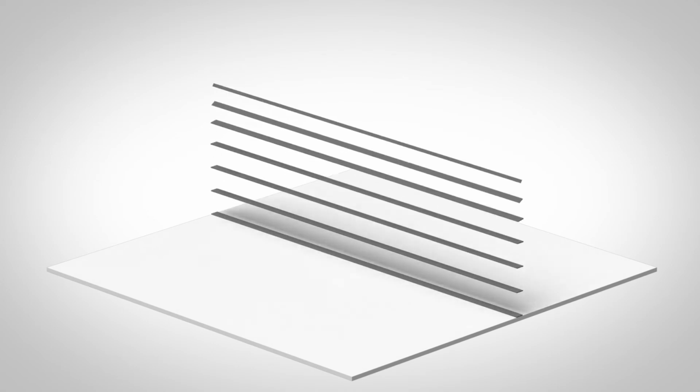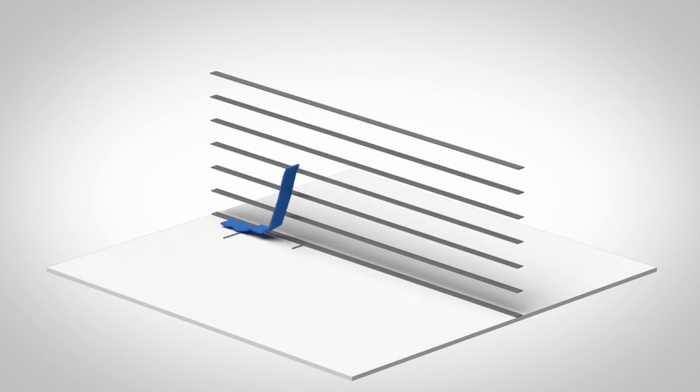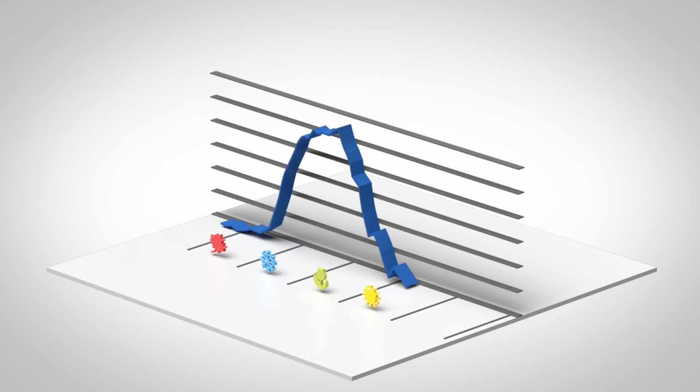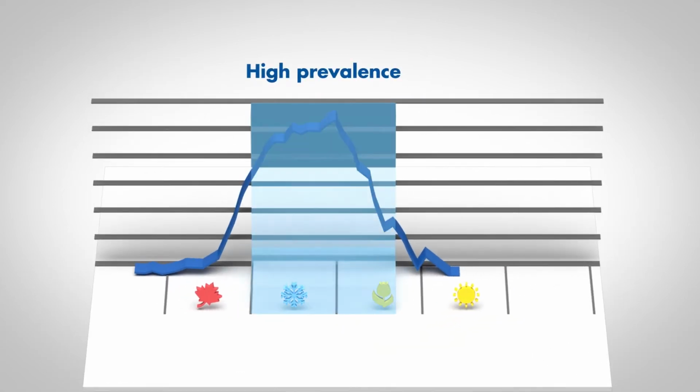False negatives are more common when prevalence is high, so flu rapid tests with higher diagnostic sensitivity should be used in periods of high prevalence to reduce the number of false negative results.